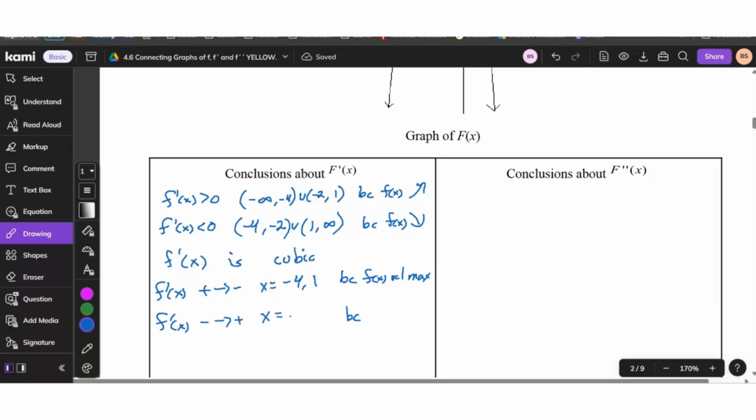-2. Why? Because there's a minimum. Exactly, but let's be more specific, because f of x has a minimum. Guys, it's really important to tell me which function we're talking about, right? So always use f of x, f prime, f double prime. Be specific and tell me which one.